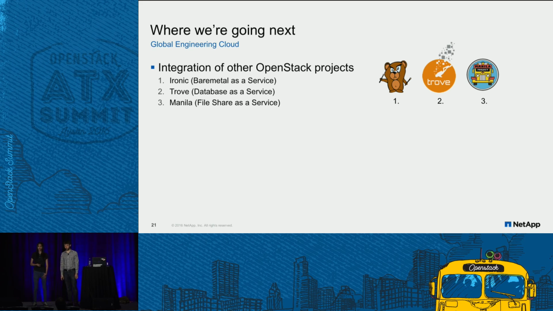Then the second one is Trove, which is database as a service. DB servers are very popular with our test engineers, and we want to use the Trove project to provide them with a wide variety of databases in the form of OpenStack images through our GEC portal.